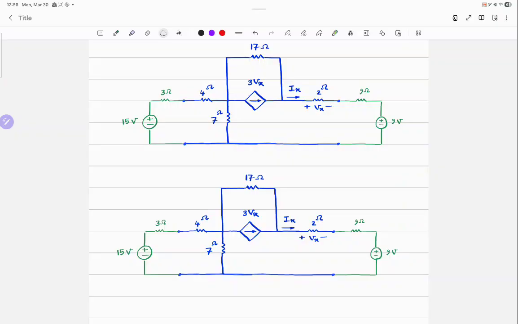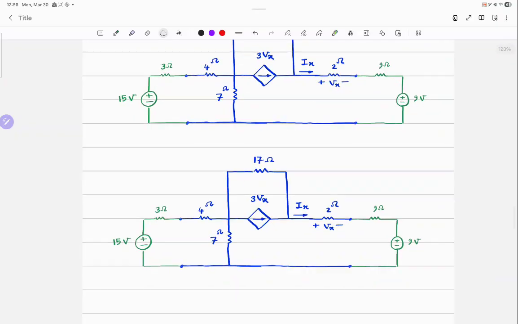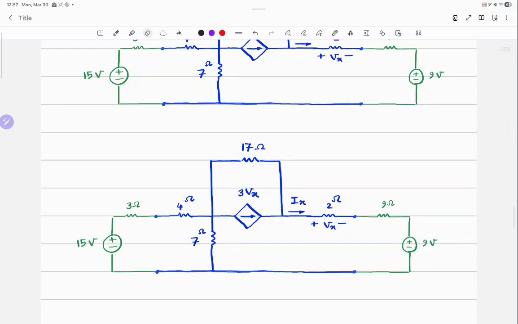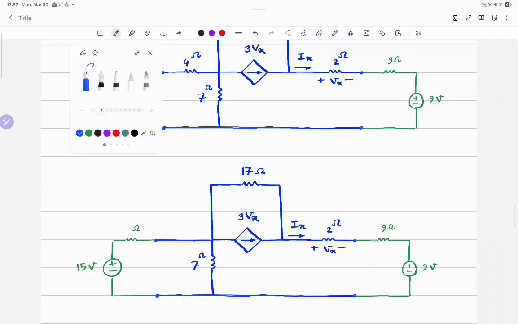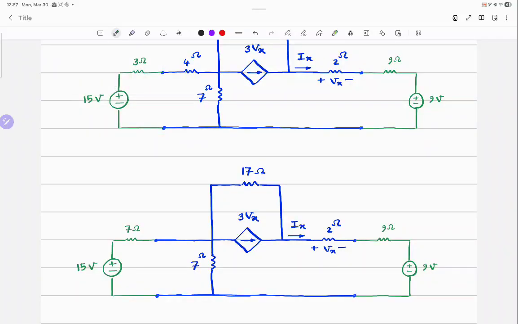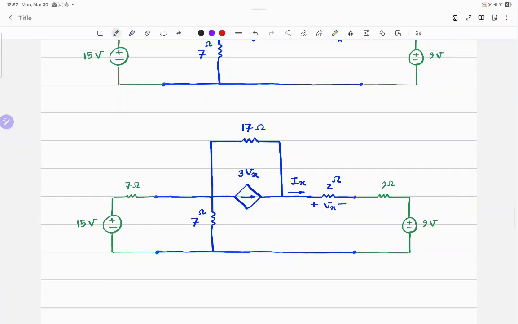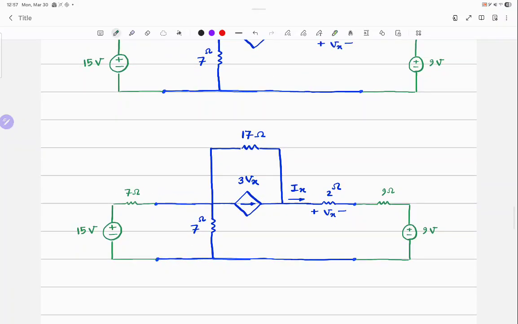Anything else to combine? 3 and 4. And? And nothing. Just 3 and 4. So this will be 7. And can I combine 9 and 2? Yeah, I could do everything I want, but it doesn't make it better, right?